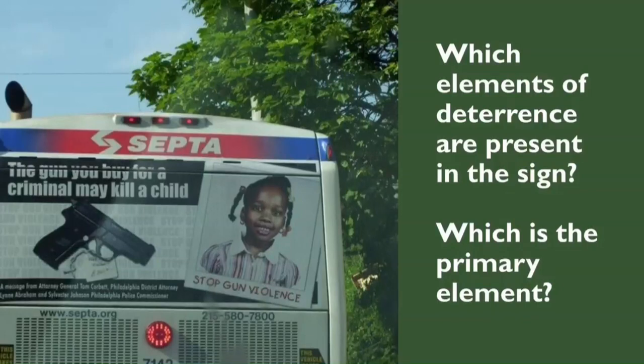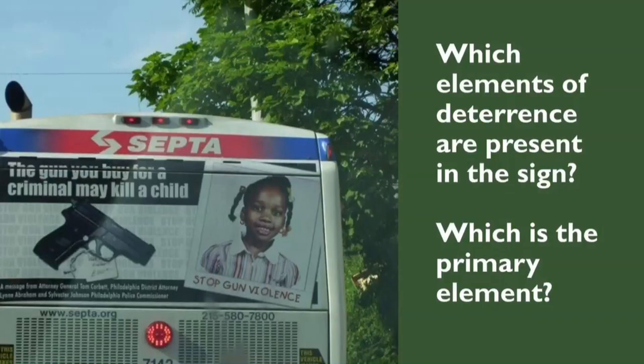And there's a couple things going on here. It says, the gun you buy for a criminal may kill a child. There's a picture of a gun. It's got a tag on it, which appears to be some sort of price tag. Stop gun violence. A picture appears to be kind of a Polaroid of a young girl, probably 7 years old, something like that. And at the bottom, we see a message from the Attorney General, and it's got some reference to the actual law enforcement elected officials.